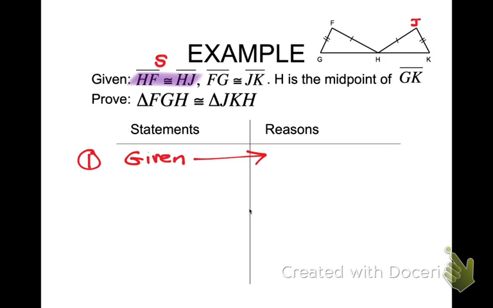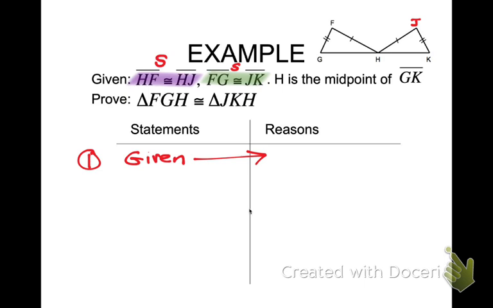Then what's next in the given? So I'm going to highlight it in green. Do I have another set of congruent sides? I do. FG is congruent to JK. So I'm going to put a little S there. So in order to prove something with side, side, side, I need 3 sets of congruent sides. How many were given to me in the given? 2. So that means I only need how many more? 1.